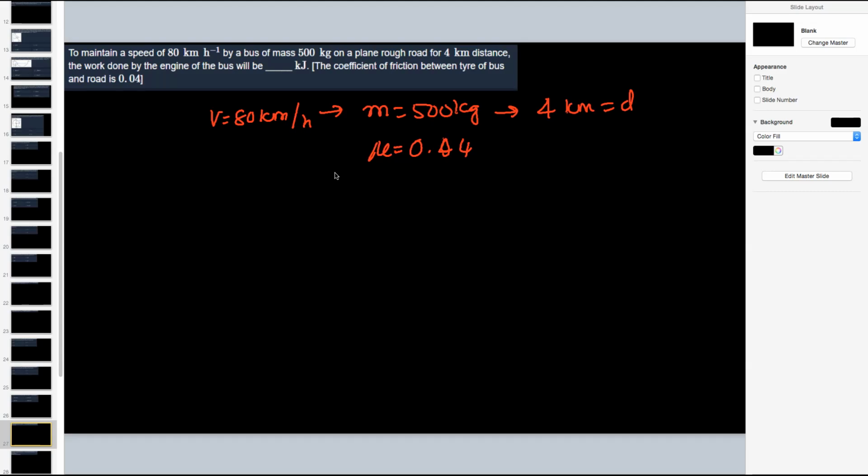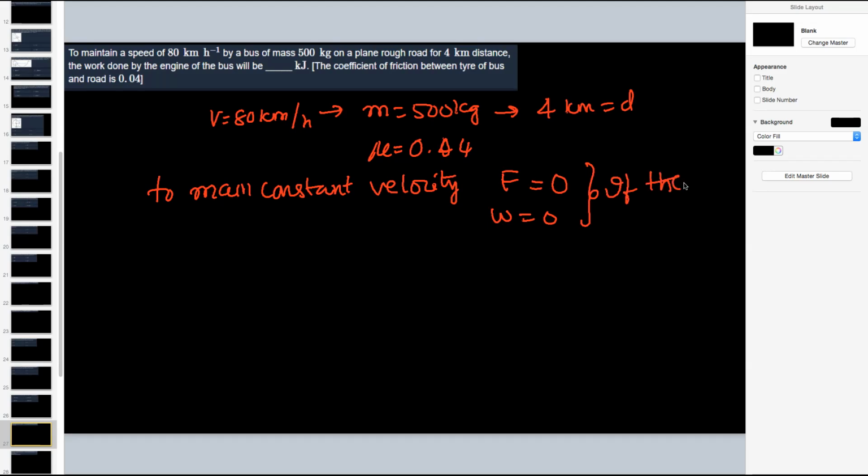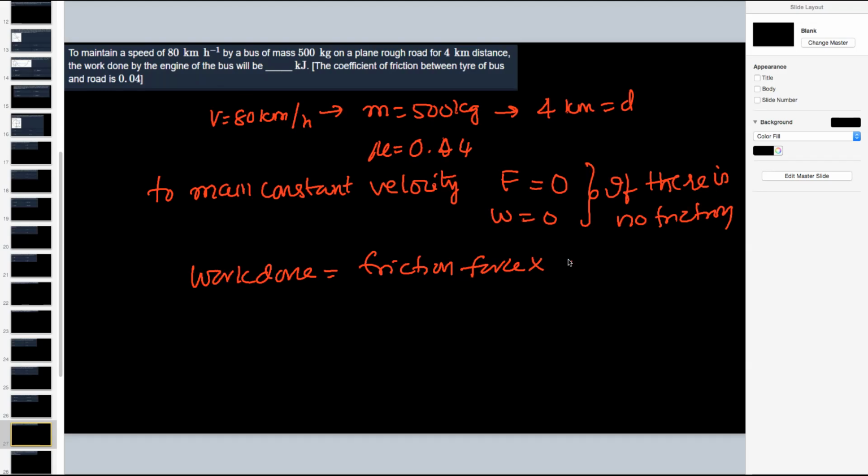Here, we have to maintain constant velocity. To maintain constant velocity, force required 0, work done equal to 0. Is it correct? This is applicable if there is no friction. But here friction is there. So the work done should be equal to the work done against friction. That is, work done is frictional force into distance.